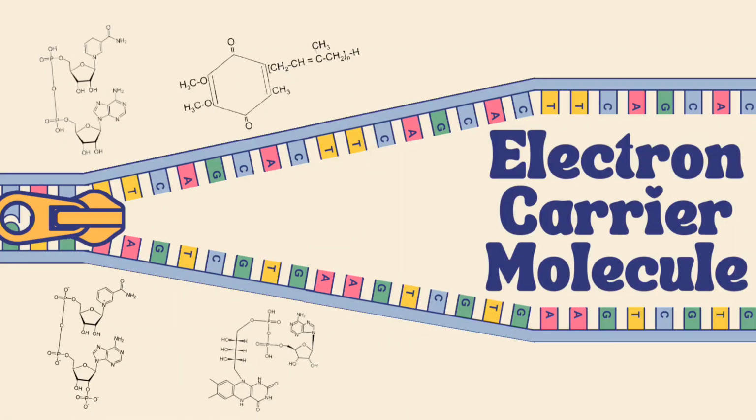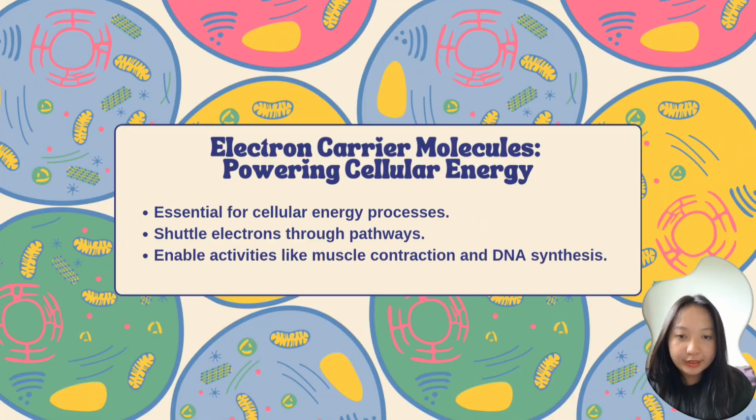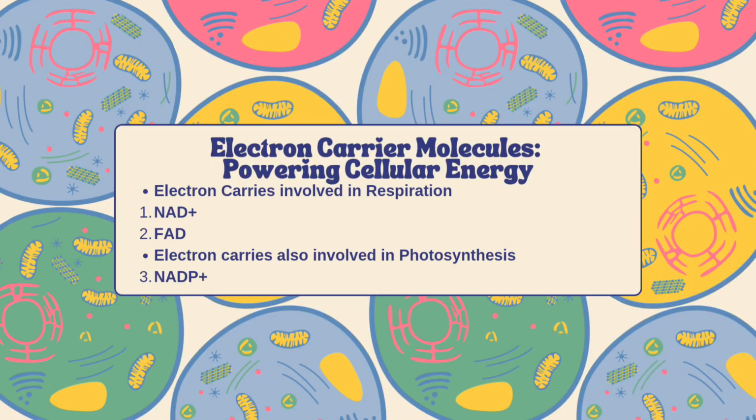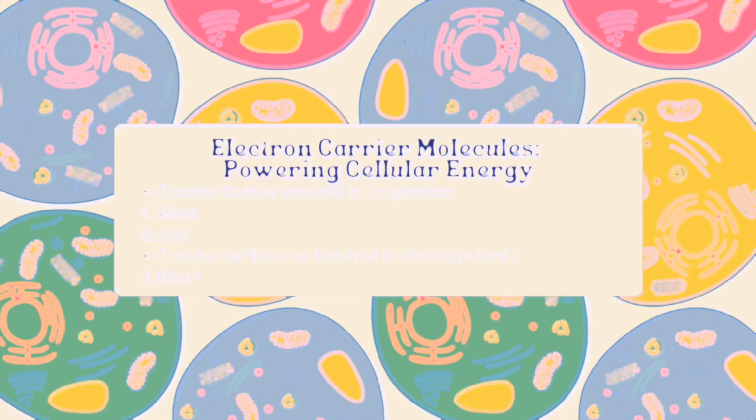Let's start with electron carrier molecules. Electron carrier molecules are essential for life as we know it. They shuttle electrons, the currency of cellular energy, through complex pathways that ultimately power everything from muscle contraction to the synthesis of DNA. NAD+, FAD, and NADP+ are examples of electron carriers.